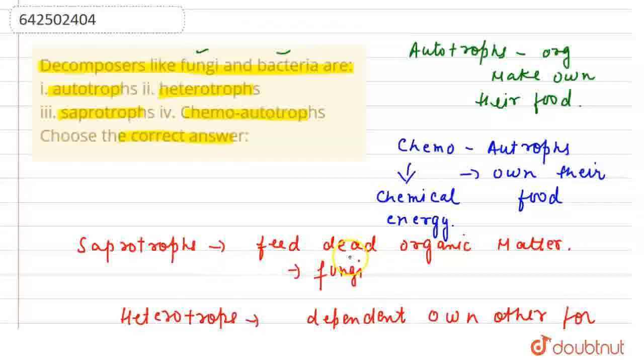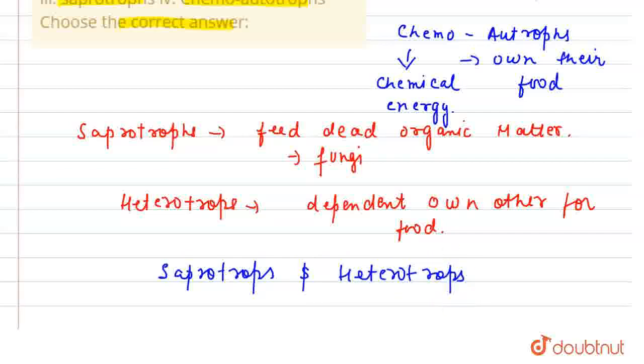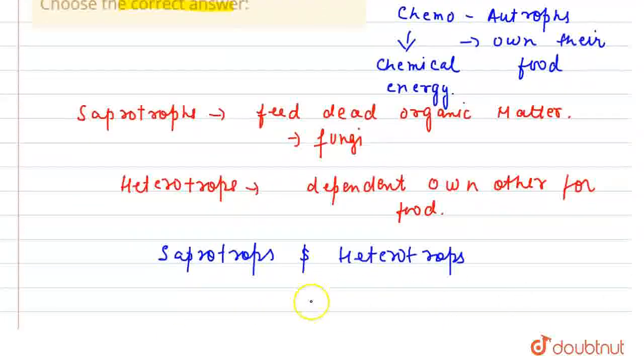So fungi is a saprotroph which feeds on organic matter, right? But it is also a heterotroph because it is dependent upon the dead organic matter, right? So fungi here becomes the saprotroph as well as the heterotroph, and bacteria is the heterotroph which is dependent on others for food. It does not produce its own food, right? So our answer here will be that fungi and bacteria are saprotrophs, and as well they are also heterotrophs. That means our answer would be option 2 and option 3 here.